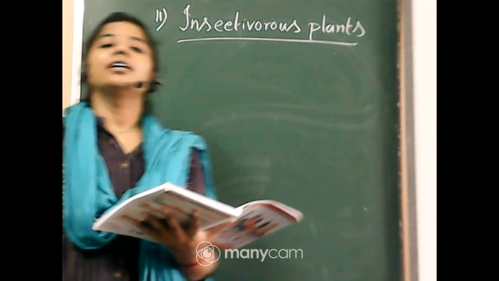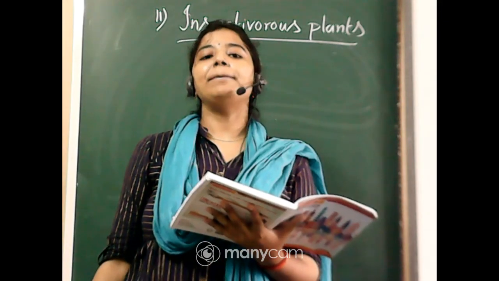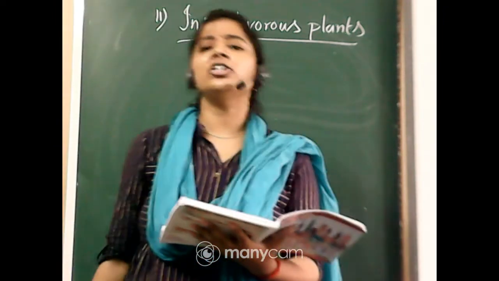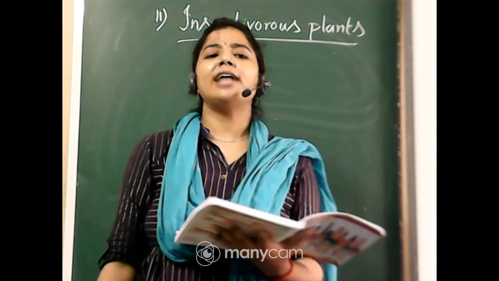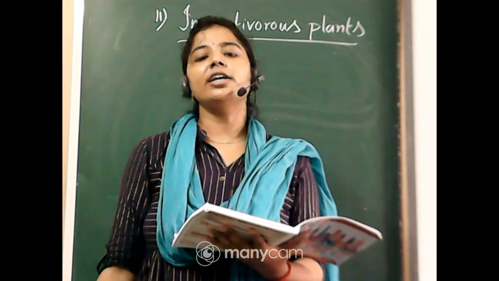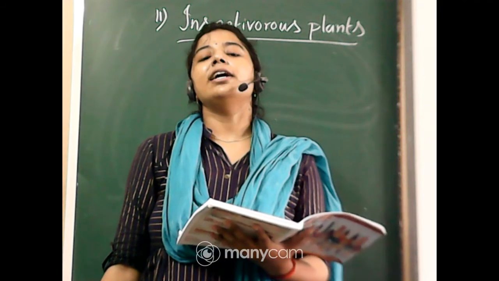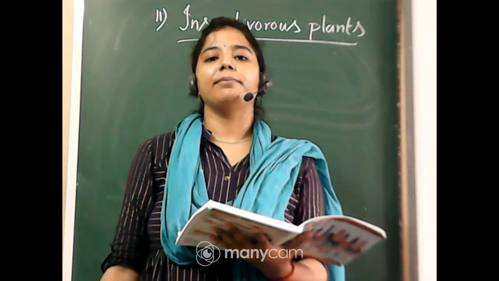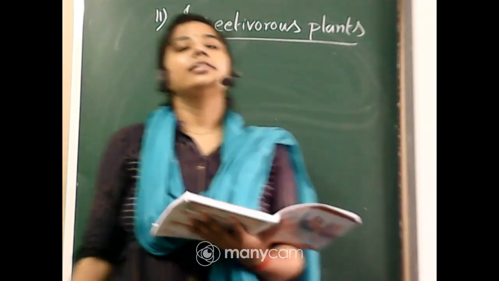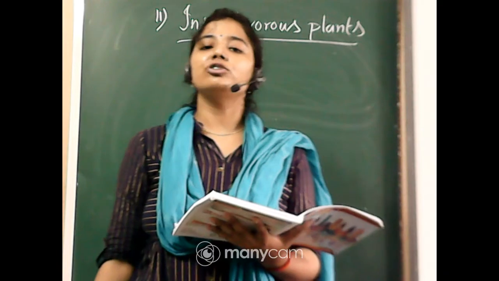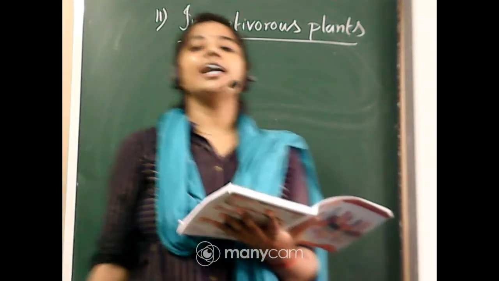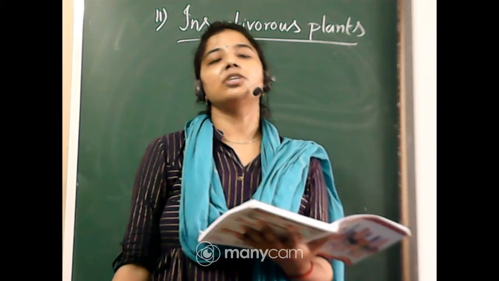In these plants, their leaves are modified into a pitcher-like or jug-like structure. Why are they adapted for heterotrophic modes of nutrition? We have already learned that plants have autotrophic nutrition, but these are heterotrophic in nature because they do not get a sufficient amount of some minerals which are required for them. They also possess chlorophyll and are capable of photosynthesis, but they are heterotrophic.